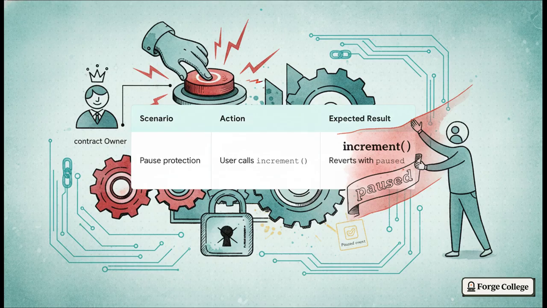Look at scenario A here, pause protection. The action: the contract owner calls pause, and then a regular user tries to call a state-changing function, like increment. The expected result is absolutely crucial. The transaction must revert with the exact string "paused", and a Paused event has to be emitted on the chain. This proves that our whenNotPaused modifier is doing exactly what it's supposed to do. Regular users are completely, 100%, locked out of the factory machinery the second the owner hits that red button.